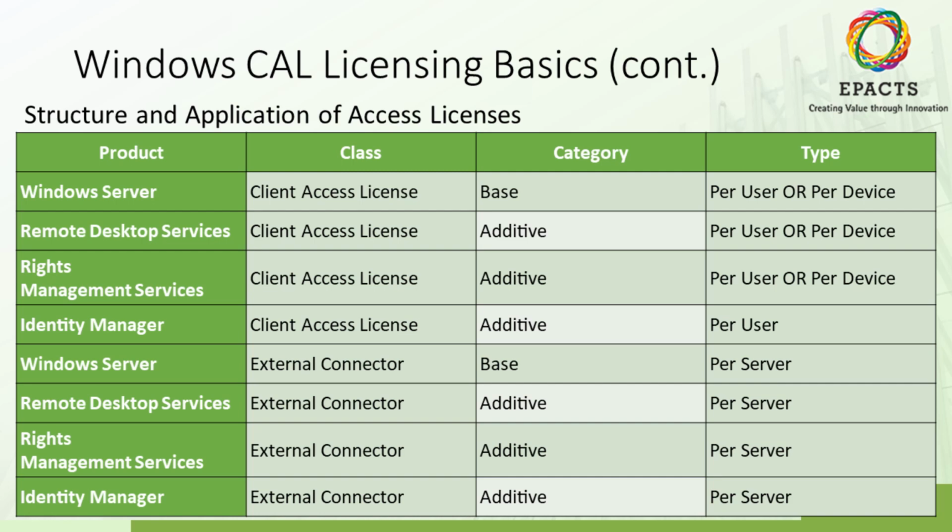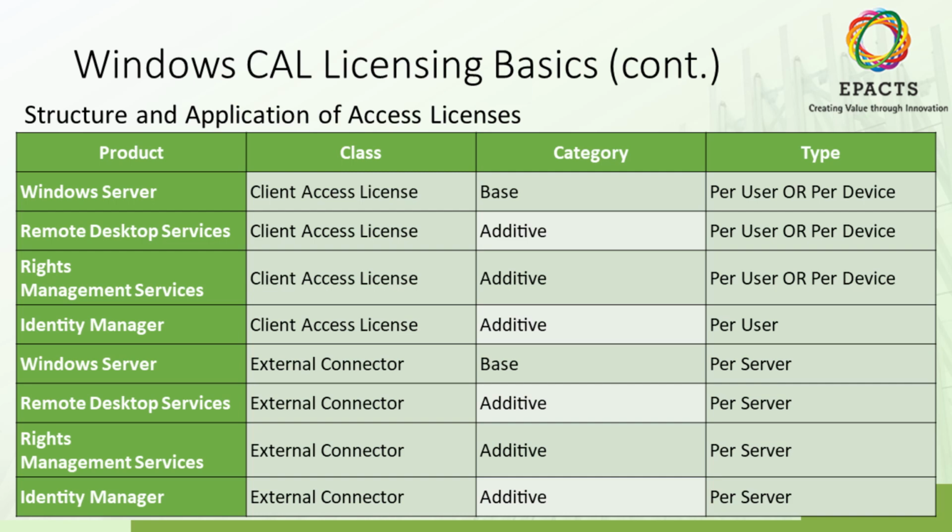Just giving you a brief structure of what we saw. We have your remote desktop services, rights management, identity management. If it's an internal user, obviously you're going to have a CAL for that. Your Windows Server basic CAL is called your base CAL, and all your other advanced functionalities are called additive CALs. It can be per user or per device. Only your identity manager is a per user license.